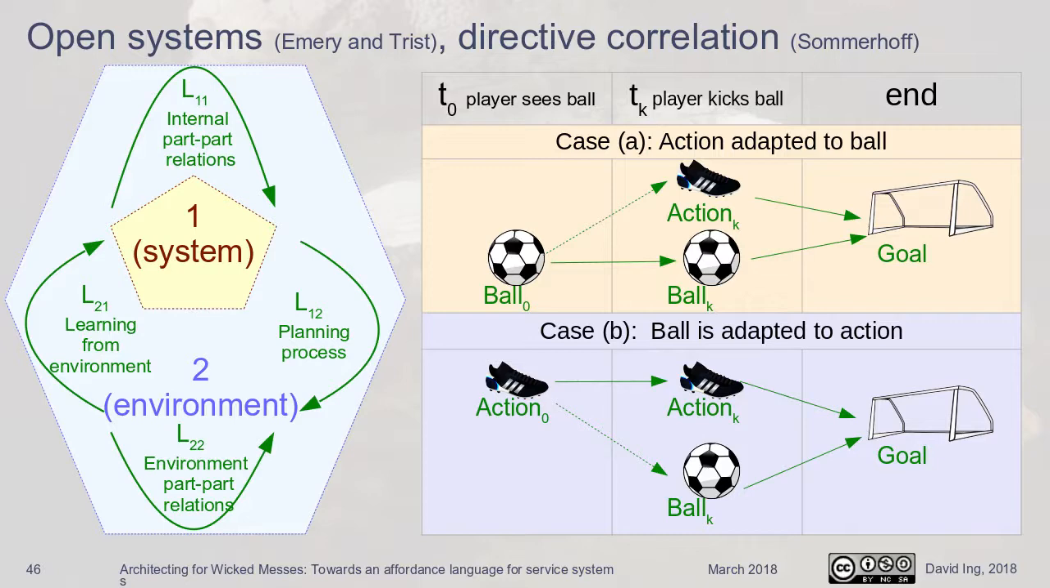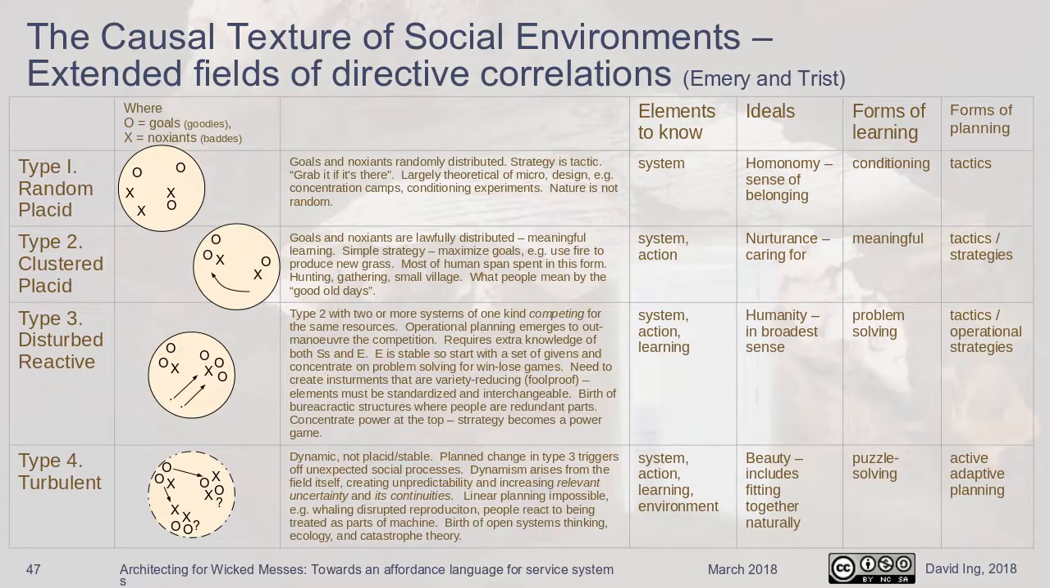So if we go to the type of change you would have, you have the causal texture of social environments, and there are four types of environments you could work in. The way he describes this, imagine you have a surface, you have little critters on the surface, and you have food. So in the first type, you have what's called a random placid environment. You have food everywhere, and you have critters everywhere. So you just kind of eat. There's no problem. Everyone has enough.